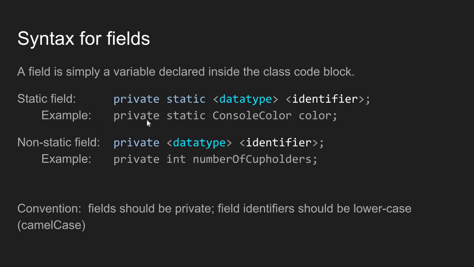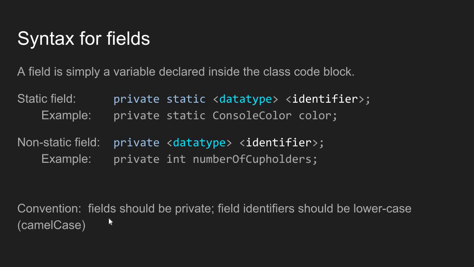So an example of a static field, for example, in a console class might look something like this. Private static console color, that's the data type, and then the variable name is color. In a non-static field example, if we were thinking about our car class and we wanted to have a variable that held the number of cup holders for our car, we could create a variable, int number of cup holders, and then assign it an access modifier, private in this example. This is a non-static data member.